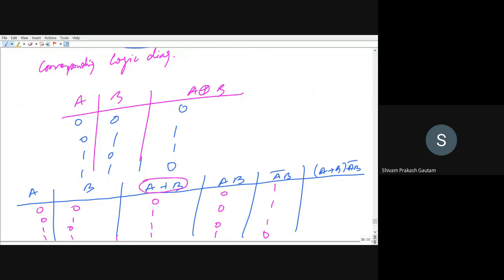So 0 multiplied by 1 will be equal to 0. 1 multiplied by 1 will be equal to 1. 1 multiplied by 1 will be equal to 1. 1 multiplied by 0 will be equal to 0. So you can match the output of this and this, both are the same. So you can say that A XOR B will be equal to (A plus B) AB whole bar.